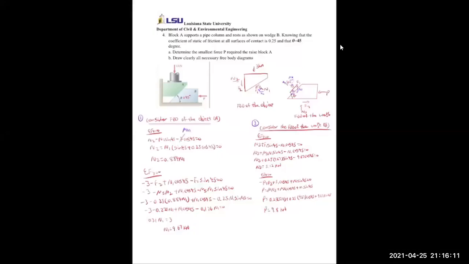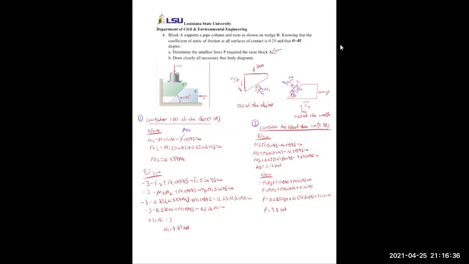Hey guys, so this is problem number 4. It says a block A supports a pipe column and rests as shown, knowing that the coefficient of static friction at all surfaces of contact is 0.25 and that theta is equal to 45 degrees. And then it asks us to determine the smallest force P required to raise the block A.